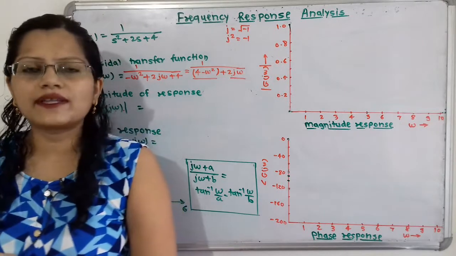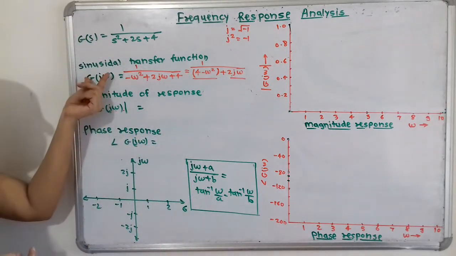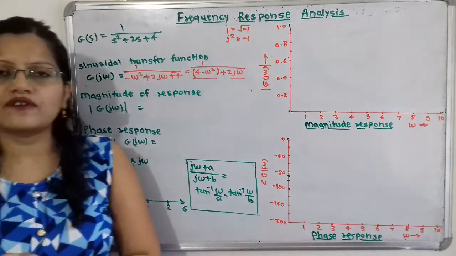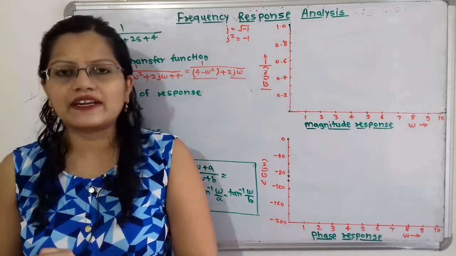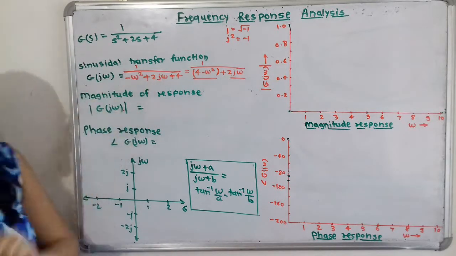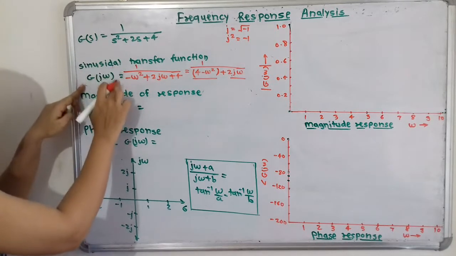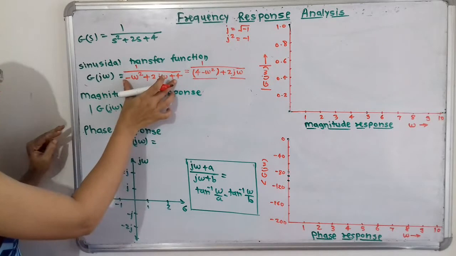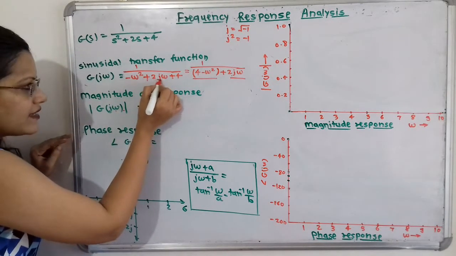Now how to plot the magnitude response? For that we have to take the modulus of G j omega. Now what is the meaning of modulus of G j omega? That is, we have to cancel the negative signs. So when we take the modulus, the negative sign is cancelled. Now if I take the modulus for this G j omega, then we have to also take the modulus for the right hand side value.